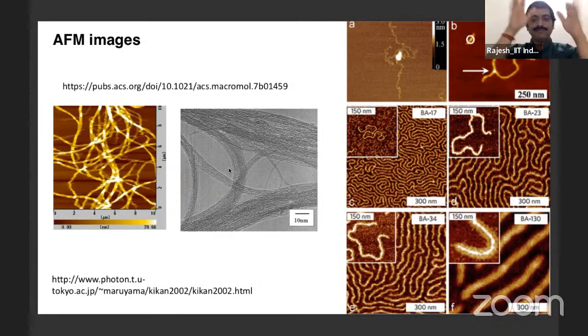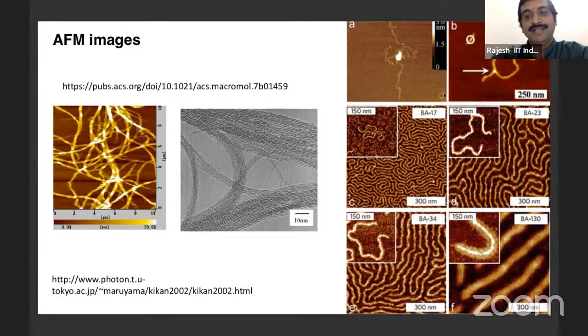And if we remove all hydrogen and only have carbon, it becomes graphene. You all know graphite. So graphite is a bulk material. Remove all, there is only one surface, it is called graphene. And then if you roll this graphene, it becomes carbon nanotube. So this image on the right hand side is the transmission electron microscope image of carbon nanotube. And the left hand side is the AFM image or the atomic force microscope image of the same carbon nanotube.